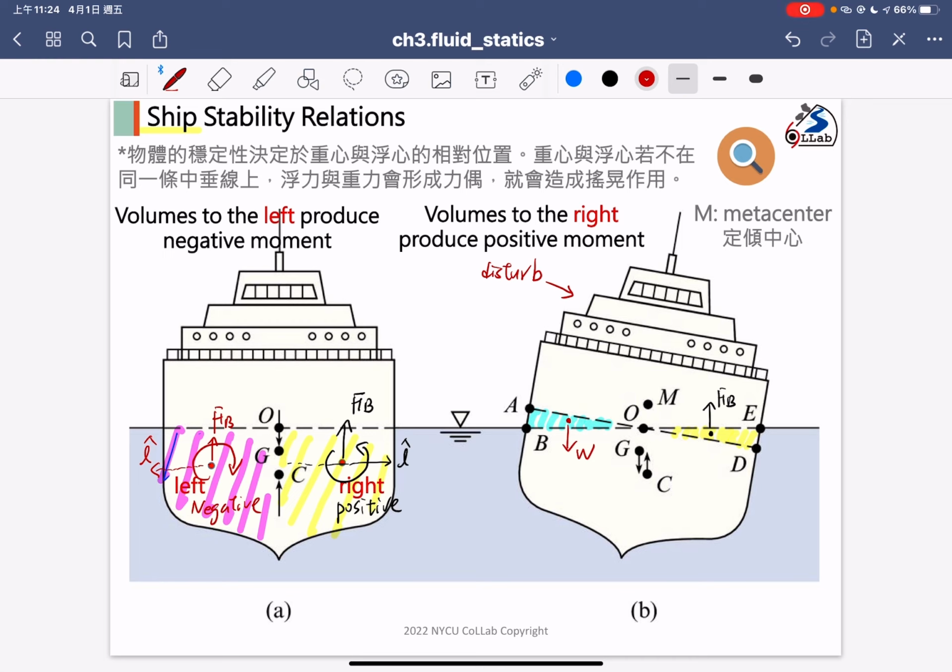So in that case, what is the moment we have in here? We still have the counterclockwise, the positive moment, and on this side we still have the counterclockwise moment. So the ship will rotate back to the center, because the two sides are positive moments, so the ship will go back to the center line.